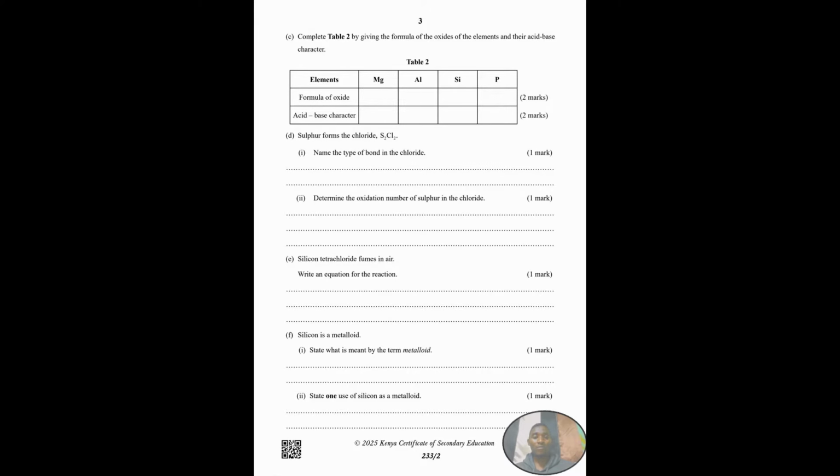So we have magnesium. The oxide of magnesium is always MgO, magnesium oxide. Aluminium is aluminium oxide, with 2 atoms of aluminium and 3 atoms of oxygen. Silicon, we have SiO2, silicon with 2 atoms of oxygen. And then we have phosphorus, which has phosphorus 3 oxide. You can also have phosphorus 5 oxide.